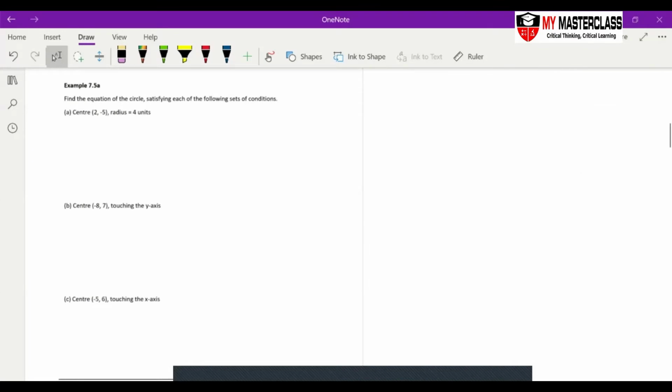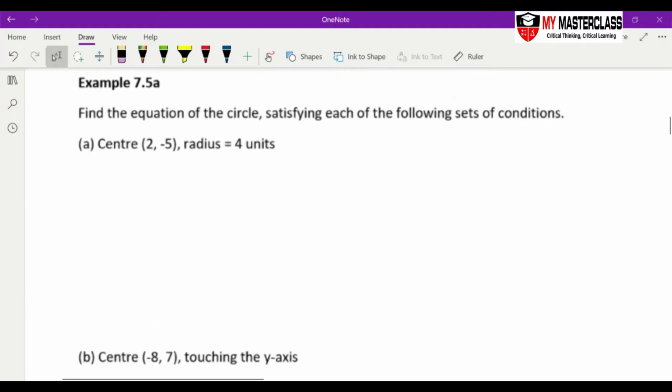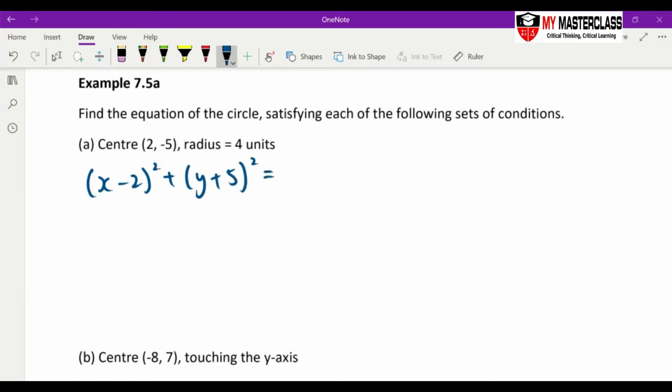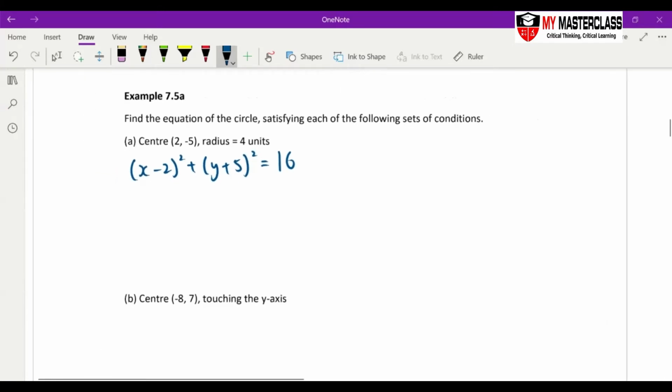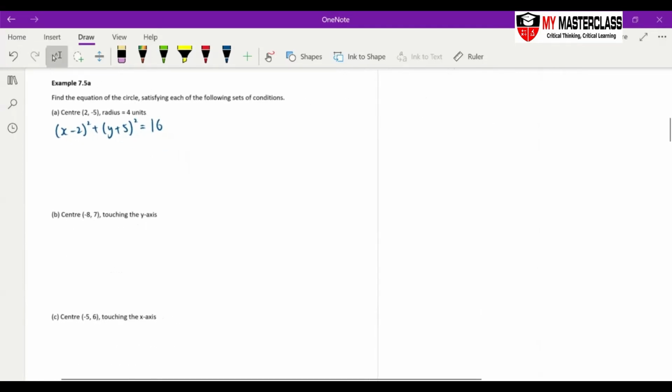Okay, now find the equation of the circle for B. You don't have to put it in Cartesian form, just put it in general form can already. So for the first one, the center (2, -5), radius 4. This means that it is (x - 2)² + (y + 5)² = 4², 16. That's all.